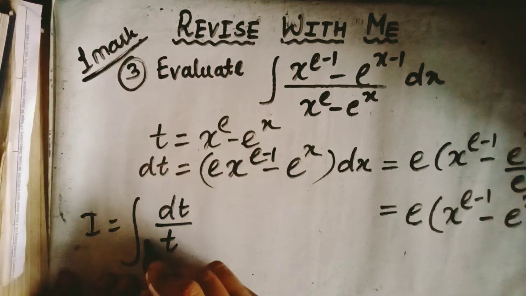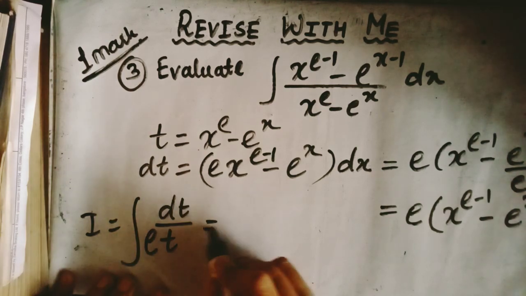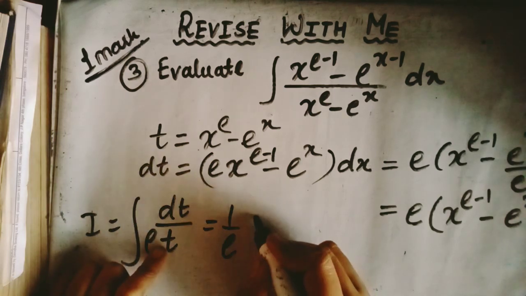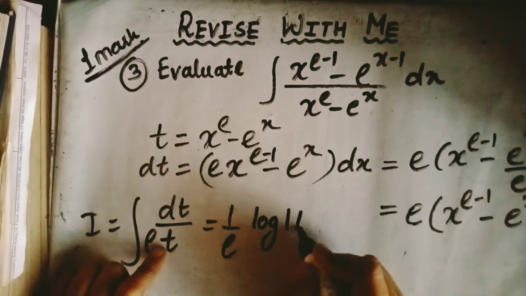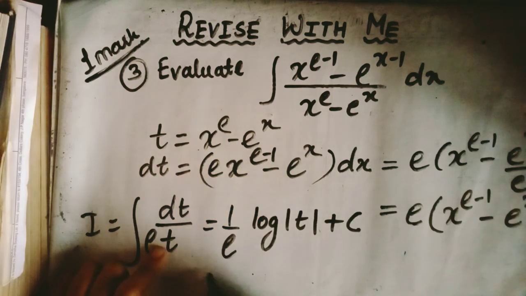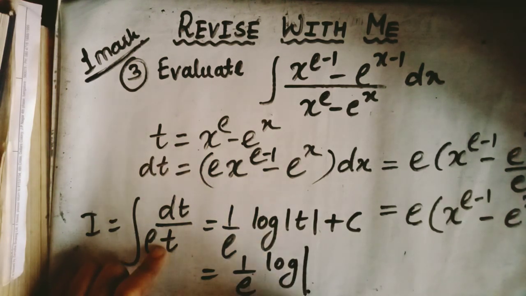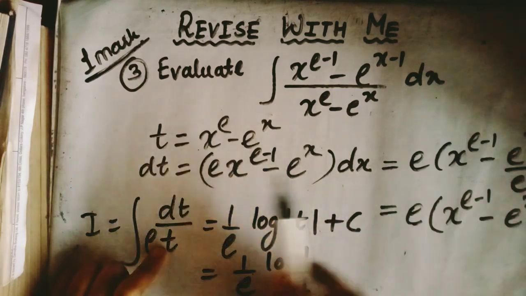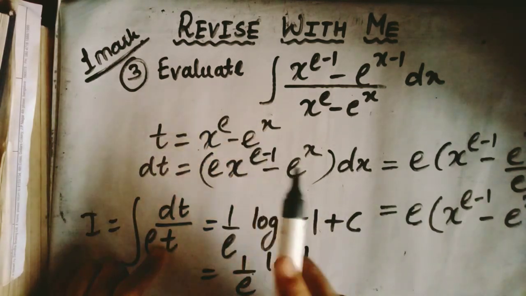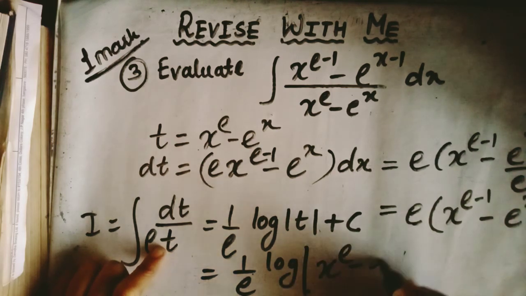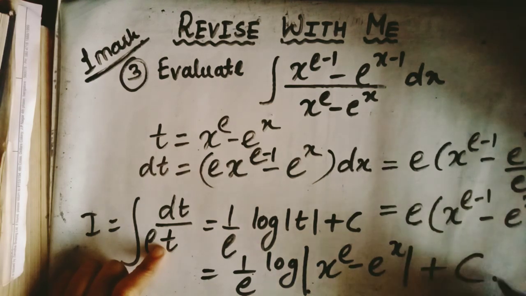So you can take out 1 upon e. Integral of this is log of t plus c. So substituting your value of t, which is x raised to e minus e raised to x, plus c. Okay.